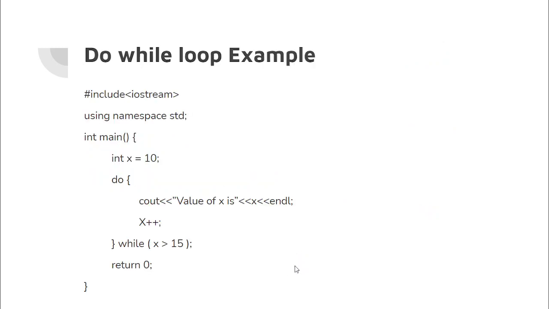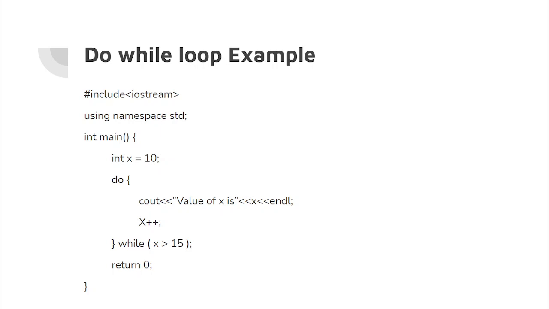Now let us move to the example of a do while loop in which the numbers are printed from 10 to 15. Here initially we have set the value of integer x to be equal to 10. Then we move to the do statement.